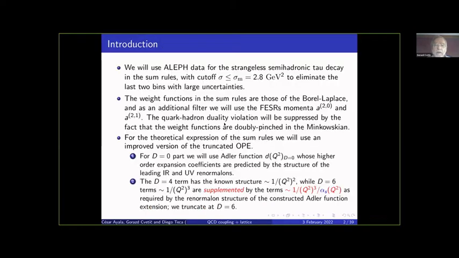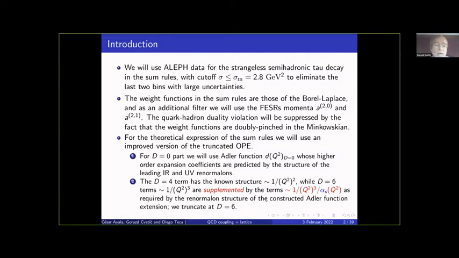We will use Aleph data for semi-hadronic tau decay with the cutoff 2.8 GeV squared to eliminate the last two bins with large uncertainties. The weight functions in the sum rules will be Borel-Laplace. And as an additional filter, we will use finite energy sum rules A20 and A21, which is R tau basically. These are all, including Borel-Laplace, doubly pinched in the Minkowskian in order to suppress sufficiently the quark-hadron duality violation.